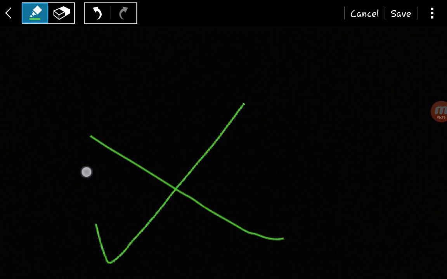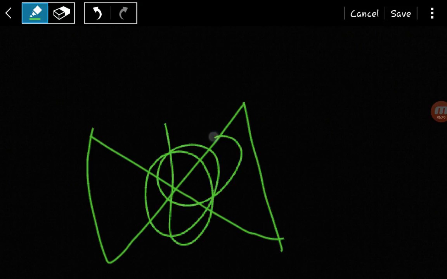A polygon is a closed figure that can be drawn without lifting your pencil, made out of line segments called sides that do not cross. So even this, not a polygon. These cross right here.